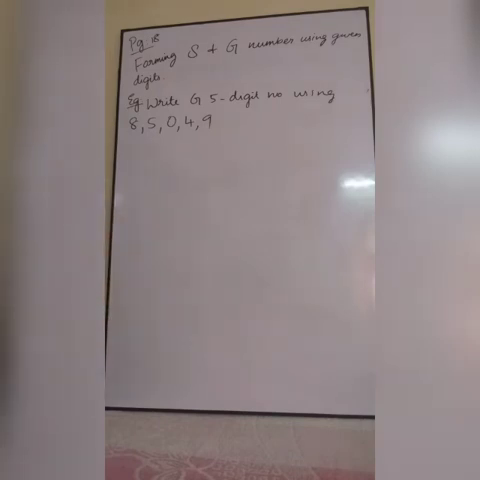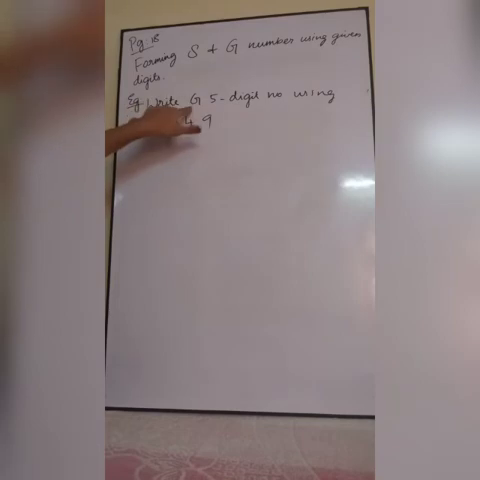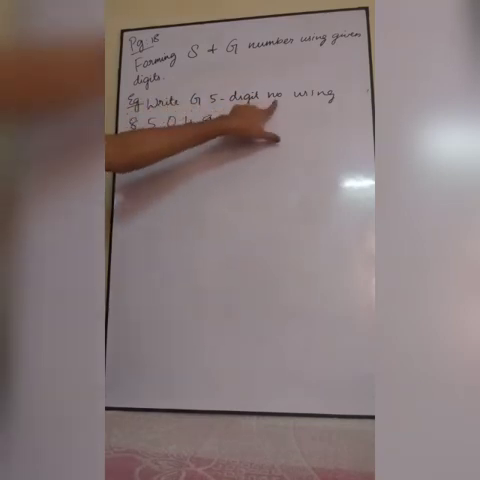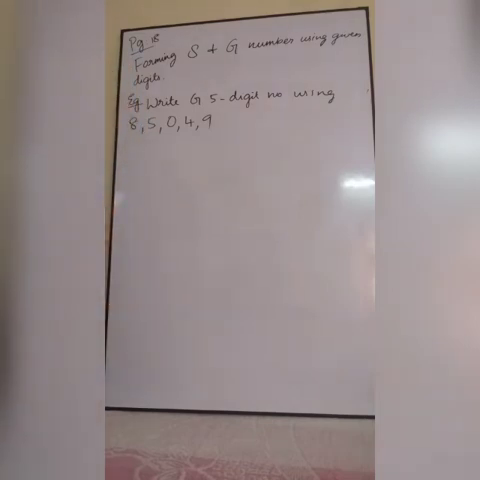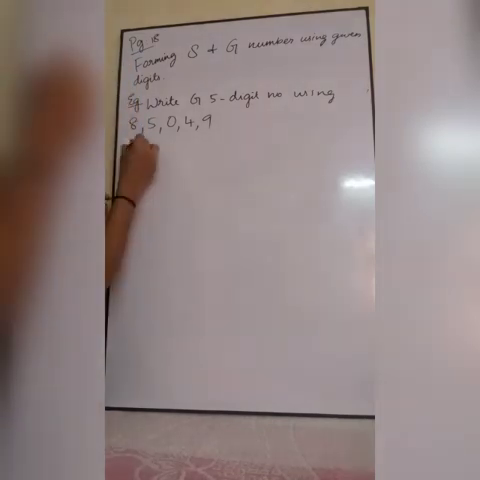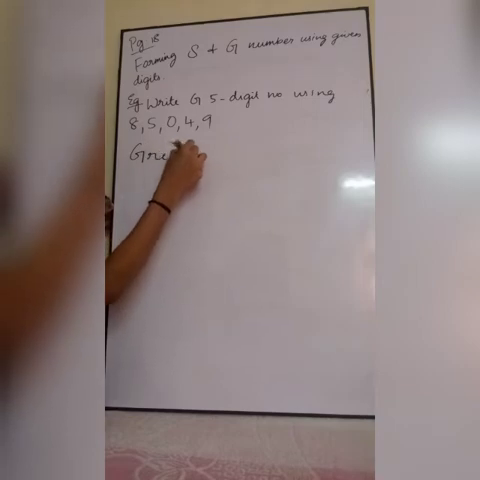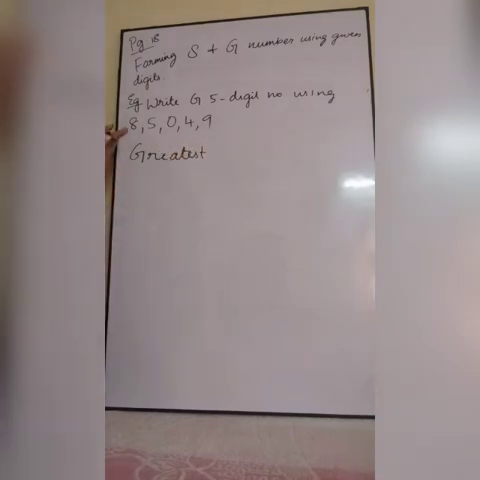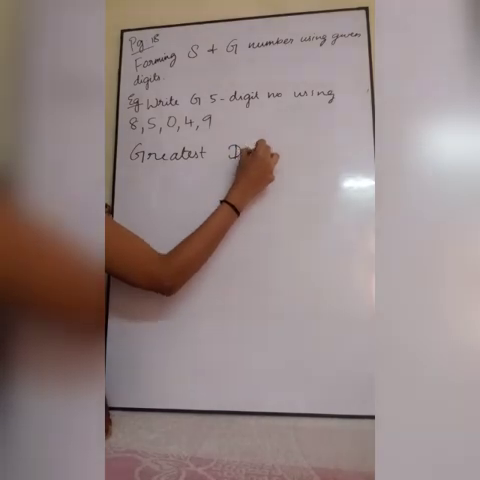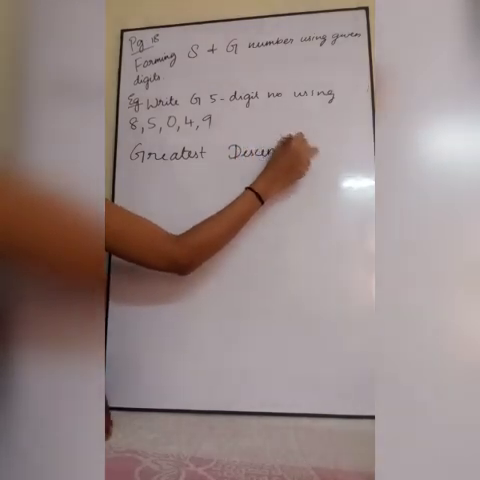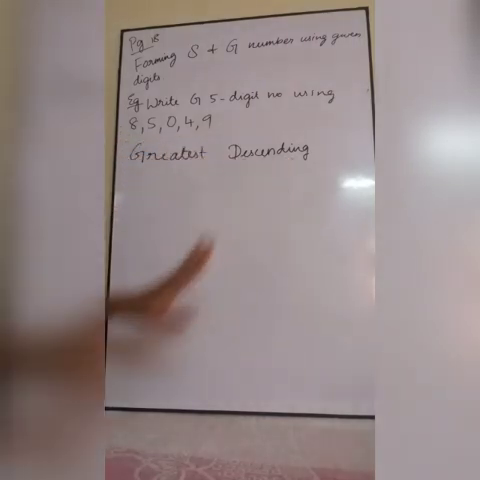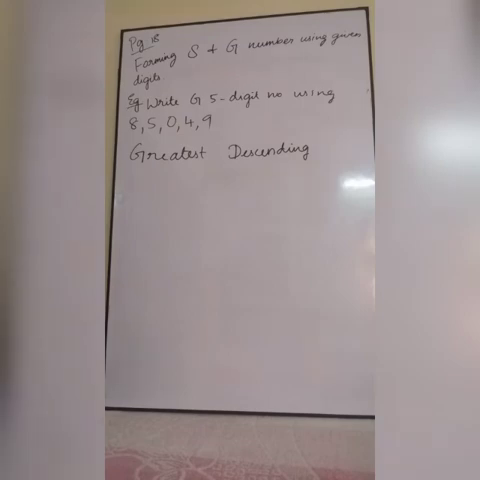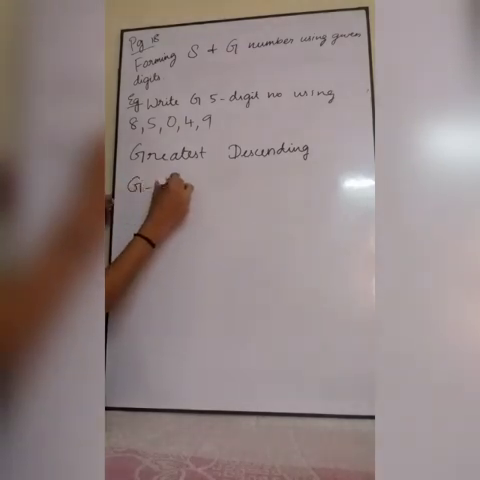The example given is: write the greatest 5-digit number using these digits. Greatest 5-digit number means you have to arrange these digits in descending order. Always, if they ask you to find the greatest number, you should arrange the digits in descending order. Keep that in your mind. Okay, so what is your greatest 5-digit number?